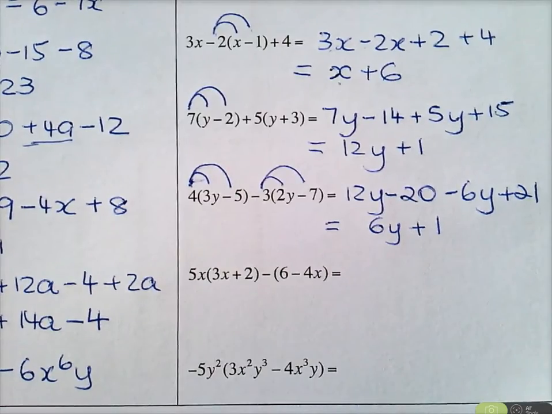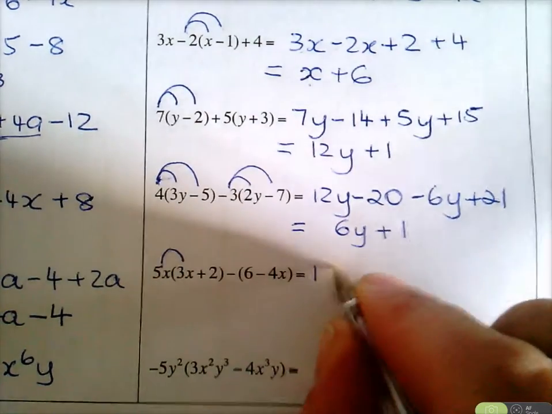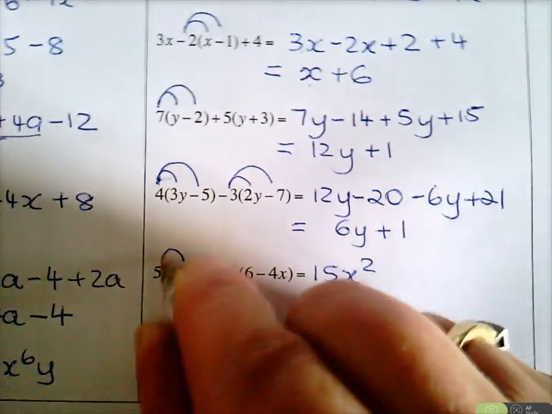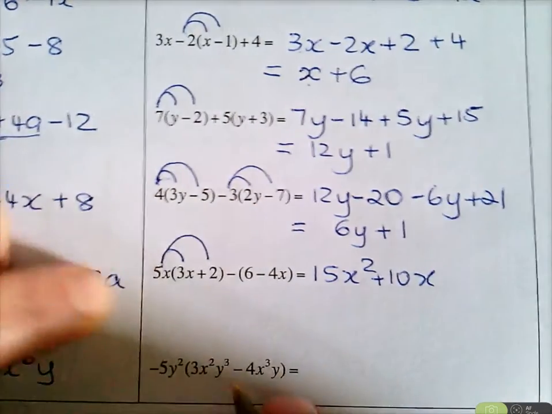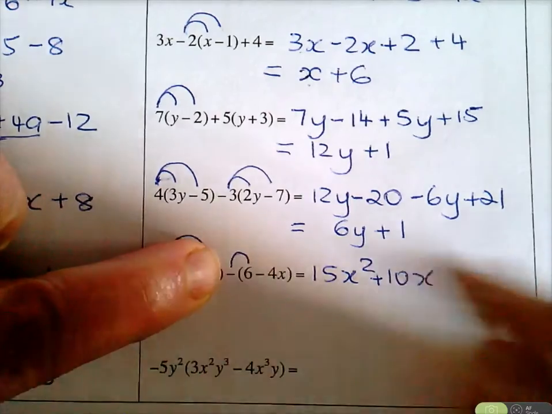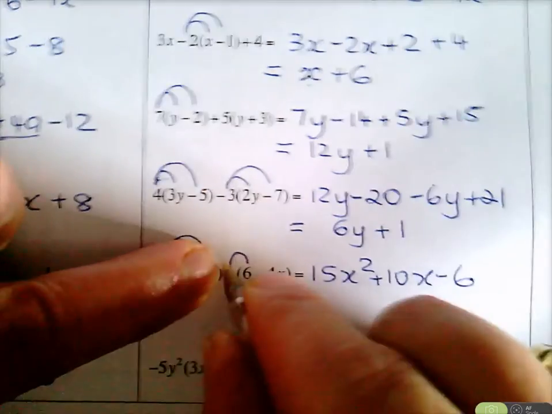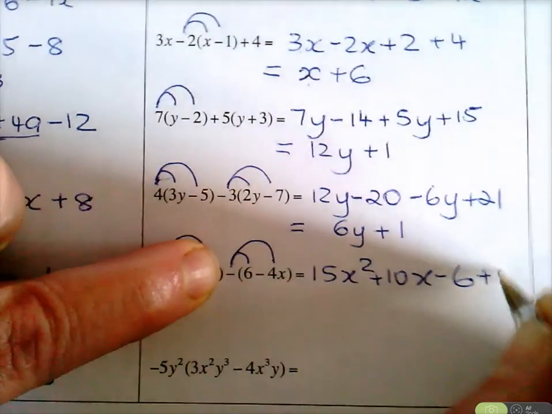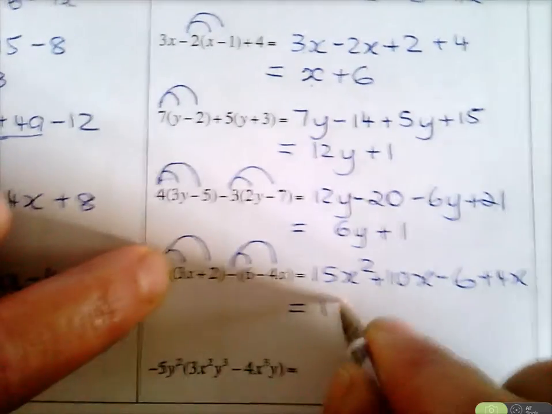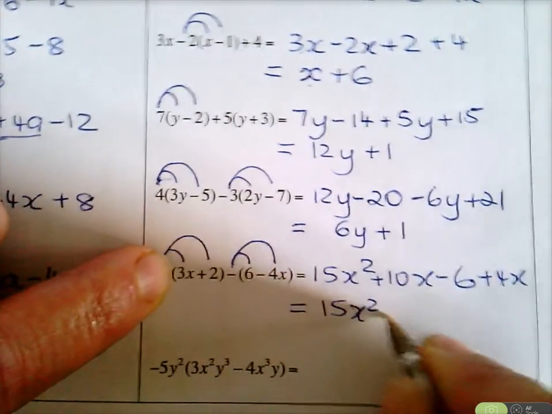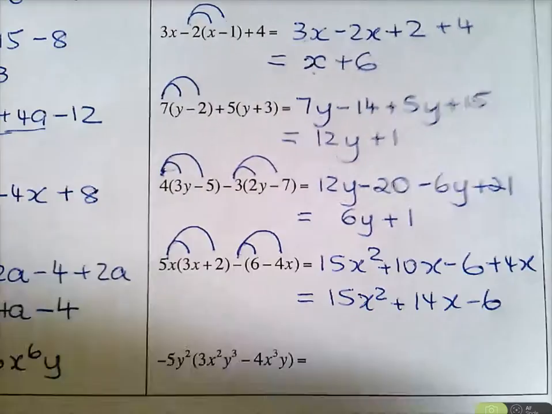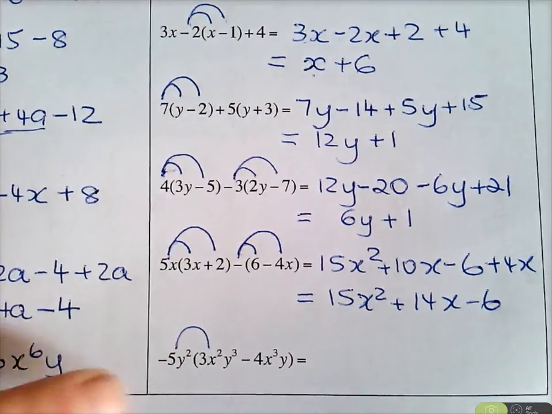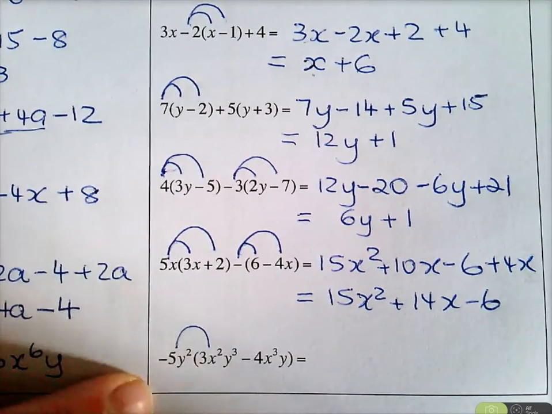The next, 5x times 3x is 15x squared. 5x times 2 is plus 10x. That's done. Minus 6. Minus 4x is plus 4x. 15x squared plus 14x minus 6. Be careful with these. Minus 5y squared times 3x squared y cubed.